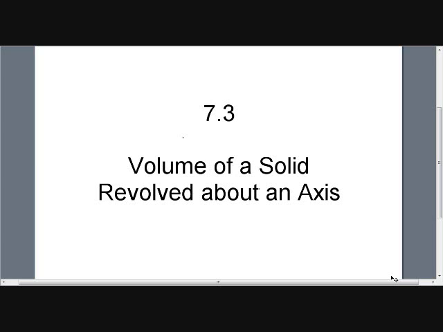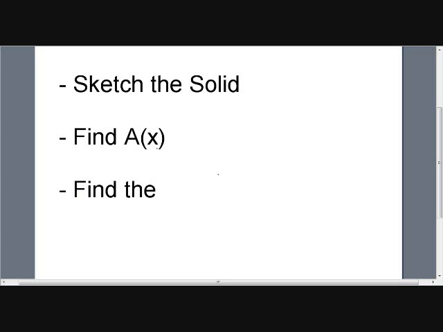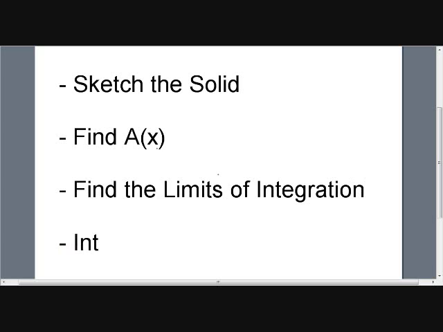In order to find the volume using cross-sectional area, we use a method called the method of slicing. To apply this formula, you use the following steps. First, sketch the solid and a typical cross-section. Next, find the formula for A of x, the area formula. Then, find the limits of integration. Finally, integrate A of x to find the volume.